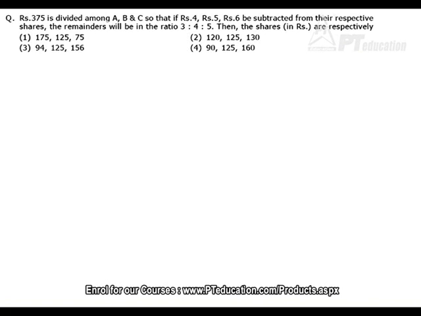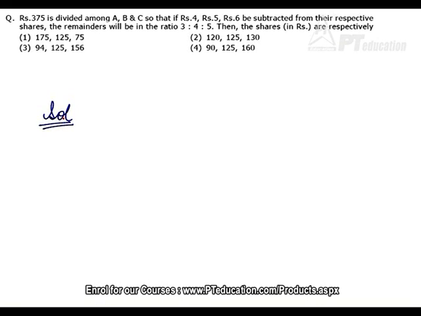Okay, the question is, rupees 375 is divided among A, B and C, so that if rupees 4, 5 and 6 be subtracted from the respective shares, the remainders will be in the ratio 3:4:5. Then their shares in rupees are respectively option 1, 2, 3, 4. Here is the solution to this very simple question.